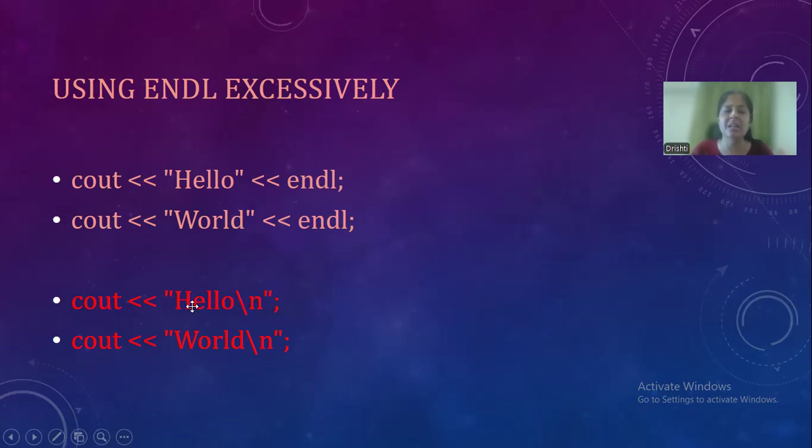So if I am writing cout hello \n, then the cursor will automatically move to the next line. If I am writing cout world \n, then the cursor will automatically move to the next line. So one thing, don't use it excessively. Please, instead of that, find the substitute and go with it.